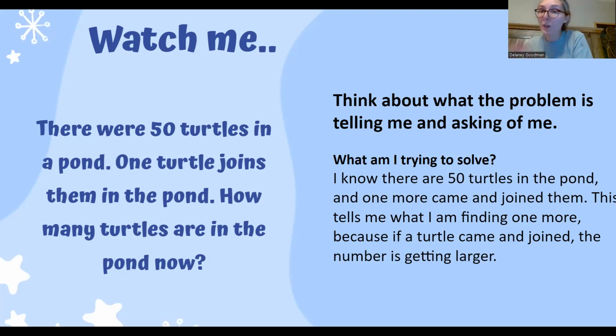So if I know that there are 50 turtles, I picture 50 turtles in my head, and one more turtle comes and joins them, then I know that this problem is asking me to find one more. Because if a turtle came and joined them, then the number is getting larger, right? The number's not getting smaller because no turtles went away, but instead a turtle came and joined them, which means that the number is getting larger. So I am finding one more, okay?